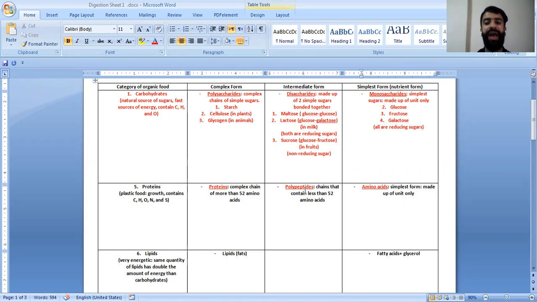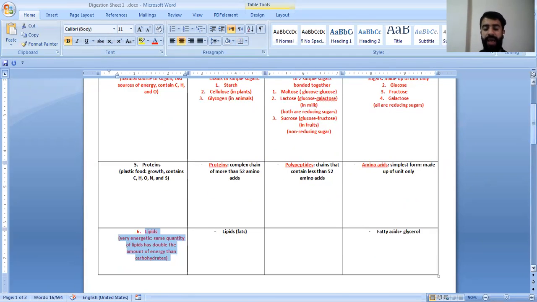Moving to the last type of food, which is the lipids. Lipids are very energetic. You have to know this. What's the meaning of this? If we have 5 grams of lipids and 5 grams of carbohydrates, both of them give us energy, but the quantity of energy from lipids is doubled. What's the meaning of double? It's two times the amount of energy provided by carbohydrates. So lipids are a very good source of energy. With the same amount of lipids and carbohydrates, the lipids will give double the amount of energy.